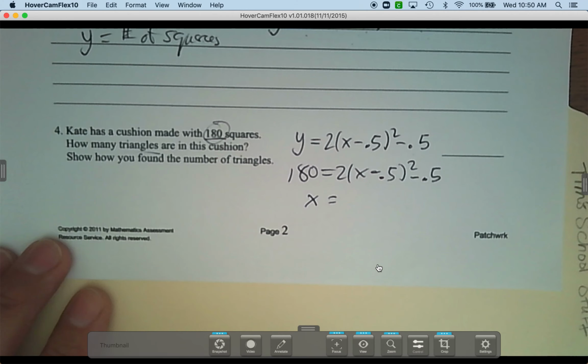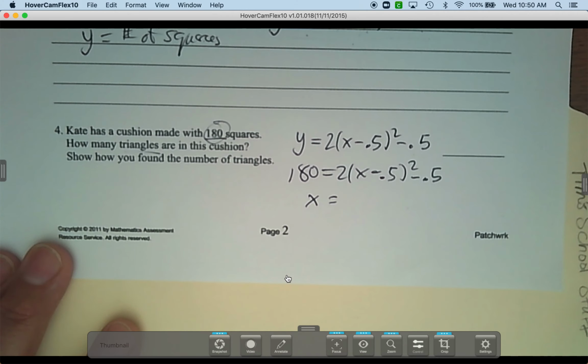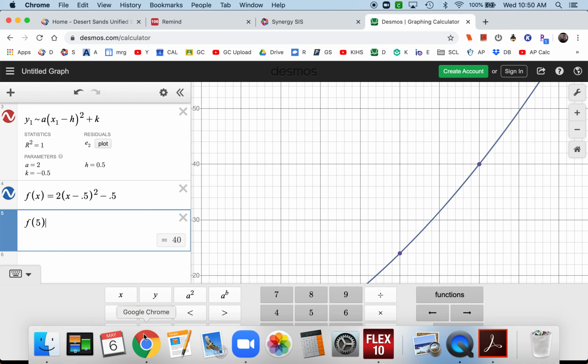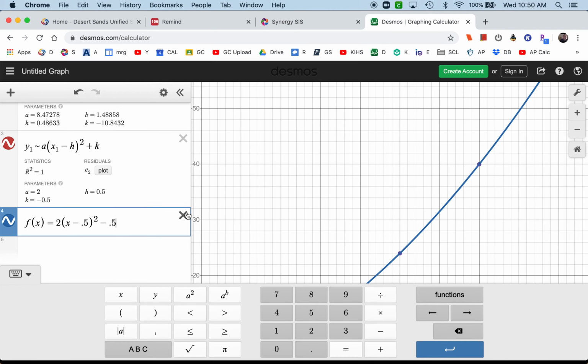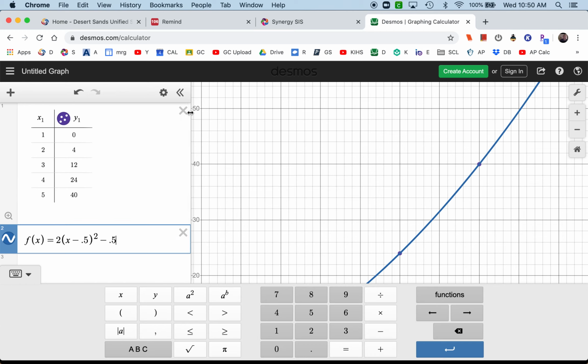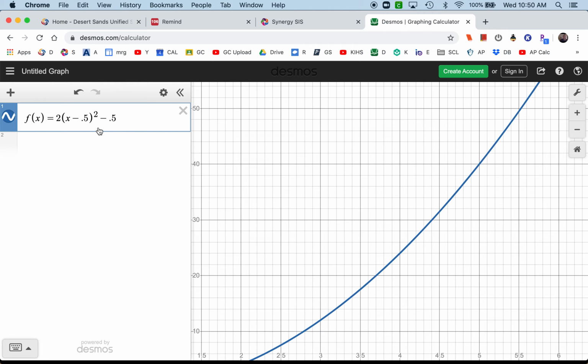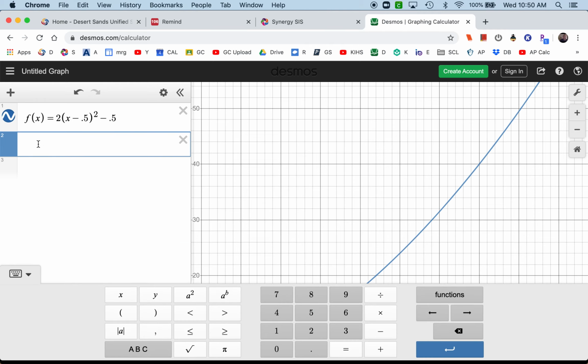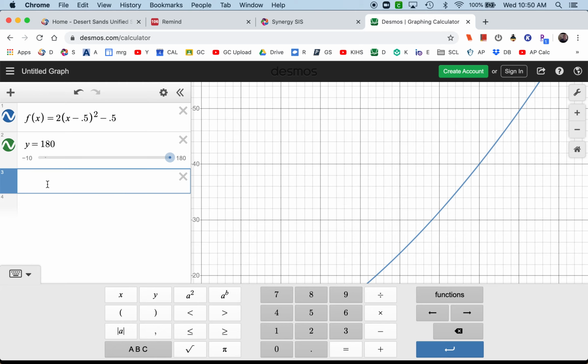Doesn't seem that much fun, but we're going to go to Desmos to solve it. So how do I solve this with Desmos again? So let's go to Desmos. I'm going to erase what we have. I'm going to keep this one on there, which is the equation, but I need one more. I need to know what it equals when it equals 180. So I'm going to type in y equals 180. So I have my equation that I came up with, but the second equation in the second box is 180.